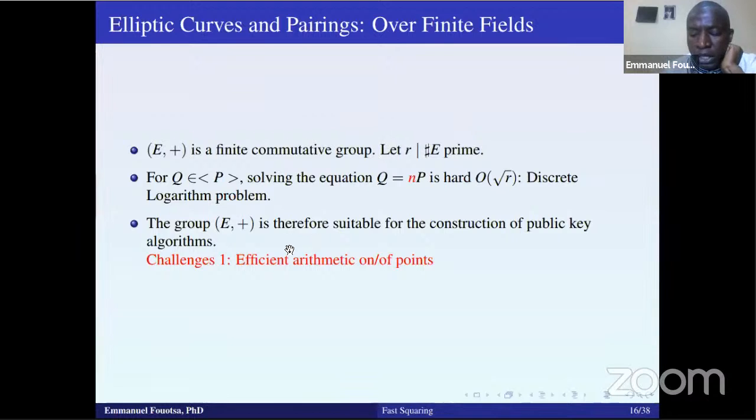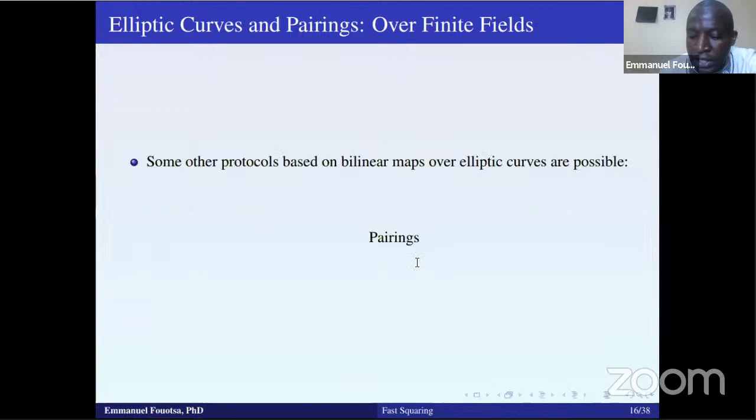So one challenge, as I said here, is that the group is suitable for construction of public key algorithms, and challenges include efficient arithmetic of points. If we are doing cryptography in a structure, we would like to perform operations in a very rapid manner. So it's one of the challenges that I'm not going to really consider here.